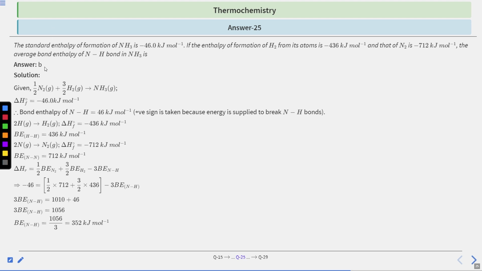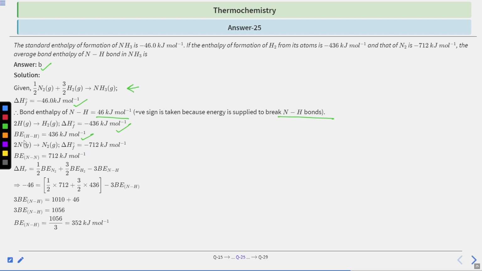Okay, so the correct answer is option B. We have been given this equation for the formation of NH3, and the del H for the formation reaction. The bond enthalpy of N-H is given as 46 kilojoule per mole, and a positive sign is taken because energy is supplied to break N-H bonds. Two atoms of H give an H2 molecule. Del HF for this process is minus 436, and so the bond energy of H2 will be 436.